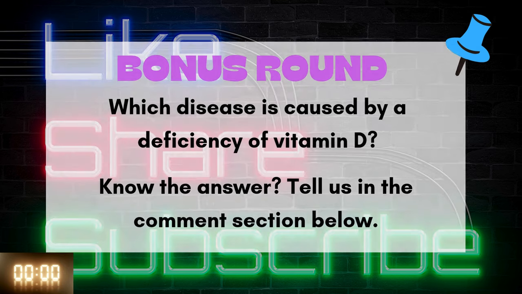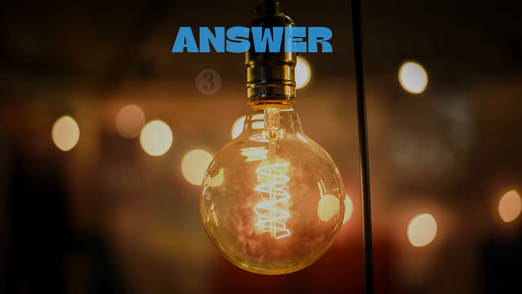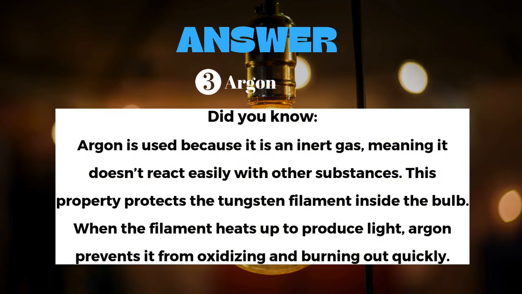Round 11. Which gas is used in incandescent light bulbs to prevent the filament from burning out too quickly? The answer 3. Argon.